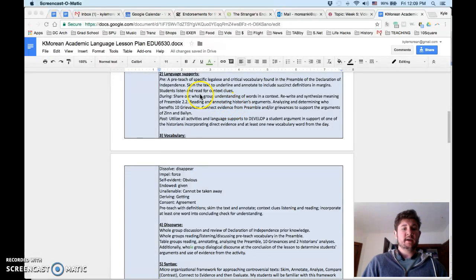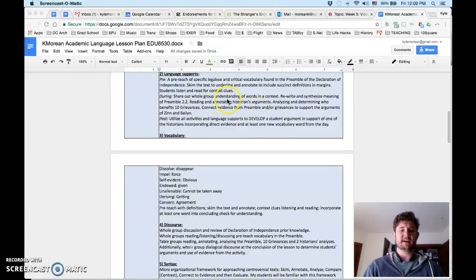So during language supports, we have share out with the whole group understanding of those words in context. So students will share out their understandings of what the preamble is saying after we watch the YouTube video. Then students independently will rewrite and synthesize their own meaning of the preamble, second paragraph, line 2.